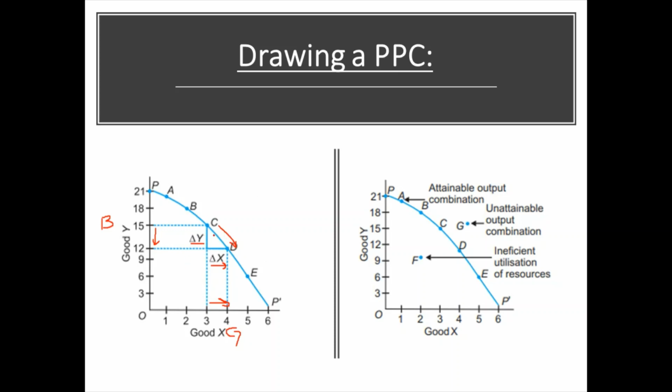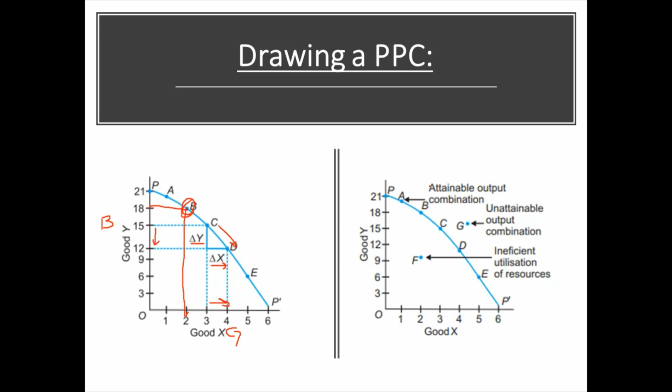This tells us that with the given resources and the technology available, you can produce 18 units of butter and you can produce 2 units of guns. So this point shows us the combination, right? Combination of the goods that we can produce.